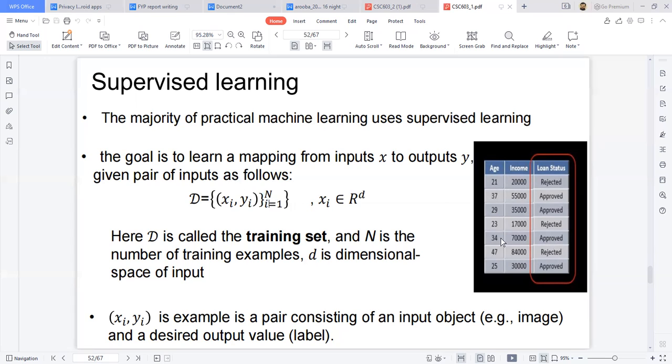So let's confirm the value of i. It is from 1 to N, which means it is talking about the whole data set, 1 to N, where N is 7. And xi belongs to these two columns, and yi belongs to this whole loan status column.